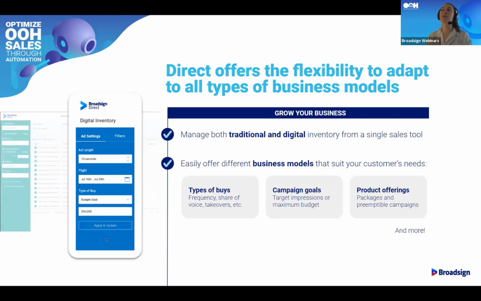We also have campaign goals with impressions target and even budget target. There is more of a financial aspect of things. And we also have different product offerings. I know that some media owners like to sell through packages, so you're able to use packages in Direct. We also have preemptible campaigns. I know that Thomas was mentioning them before. That's also something that is available in Direct. And there's also more to come. We're just releasing the play goal type of buy, for example, and that really allows you to guarantee that a campaign will be played a specific number of times throughout a given time period.